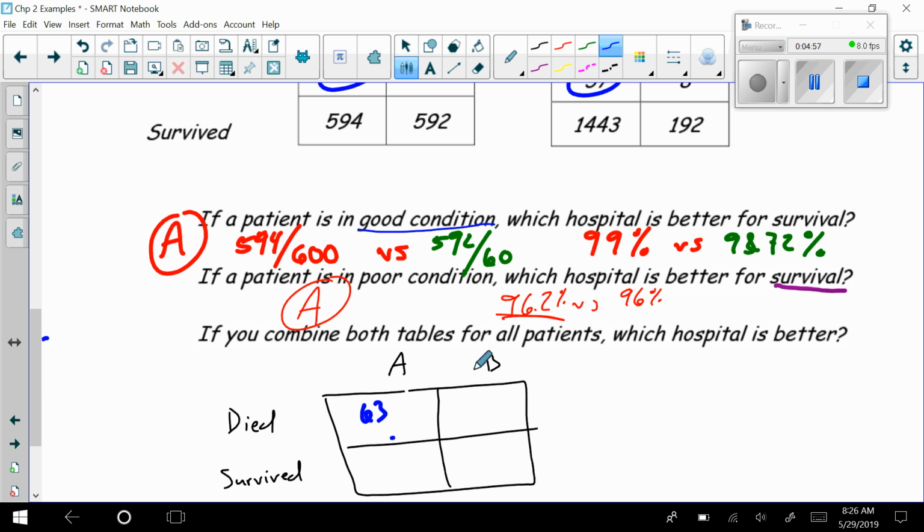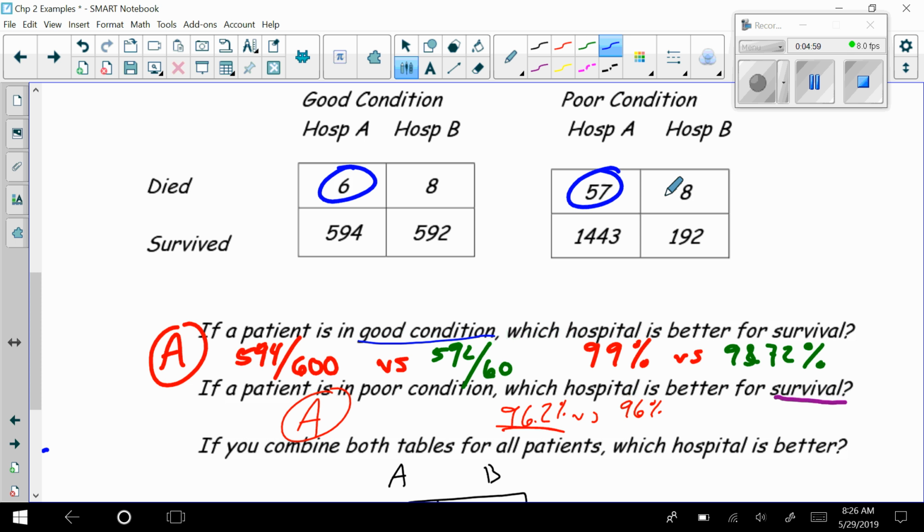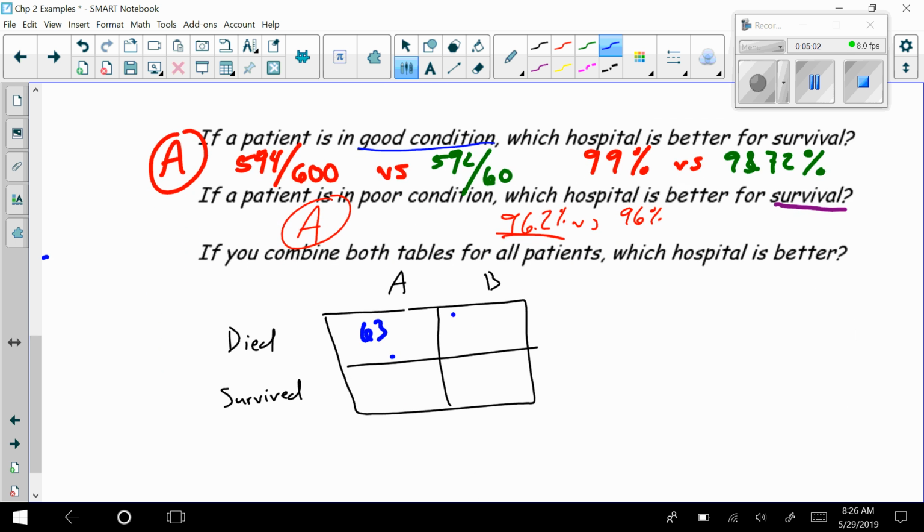Who died and went to B? Well, 8 and 8, so that's 16. Survived and went to A. You can do that one there on your own. I think that's 2037. And then I have 784 for B.